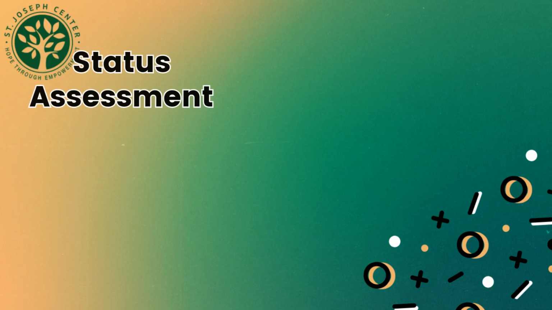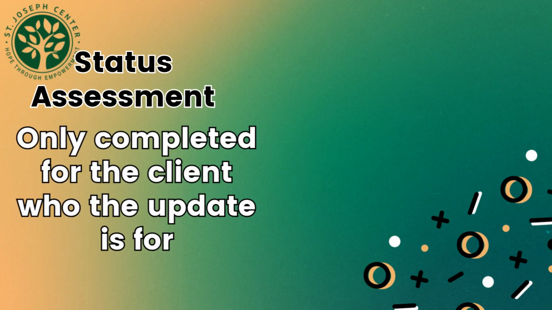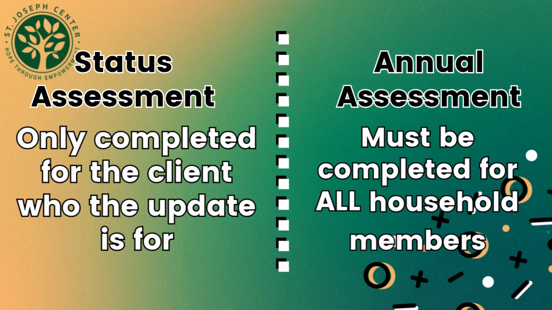A status assessment only needs to be completed for the person that you're updating information for, whereas an annual assessment must be completed for all members of the household, no matter what their age is.